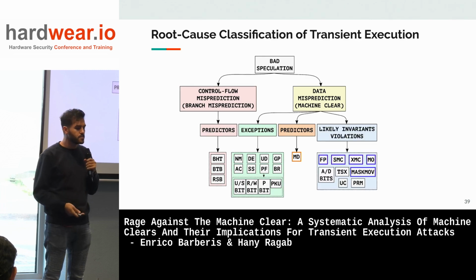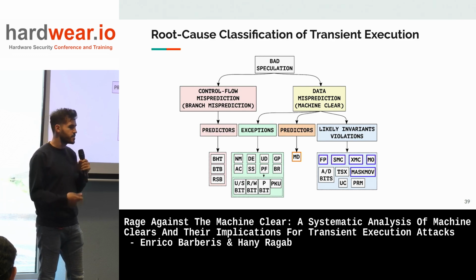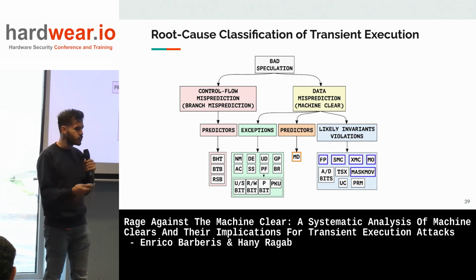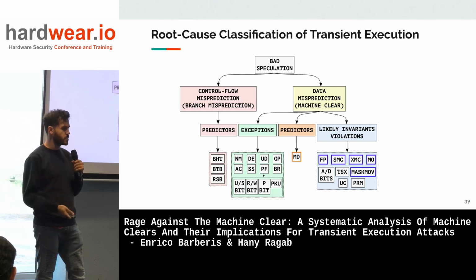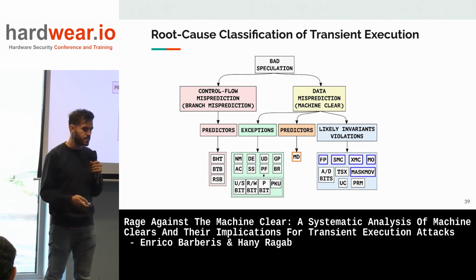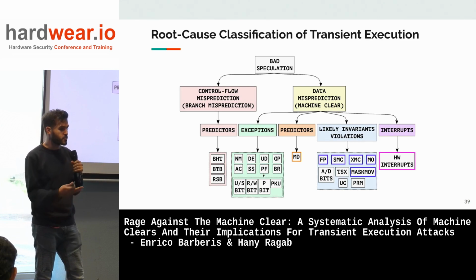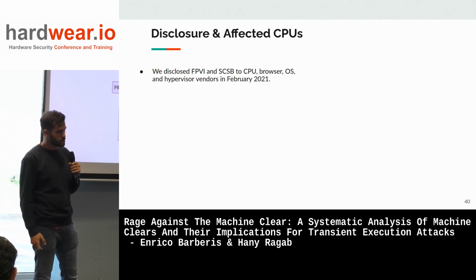Then we created a new subclass, called likely invariant violations, which represents all those architectural invariants that usually hold but occasionally fail, as we saw earlier in the case of floating point or SMC. For example, with floating point, as long as you're providing normal numbers, everything goes well, but as soon as you provide subnormal numbers, things break, and that's when the invariant is violated. Finally, we have a last class, which represents interrupts, and more specifically hardware interrupts that we observed also creating transient execution paths. You can read more about this in the paper.